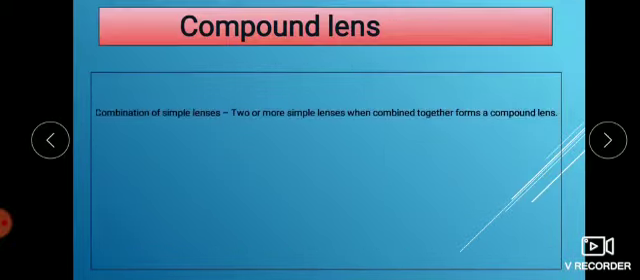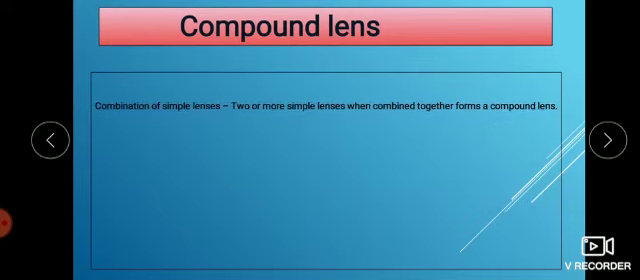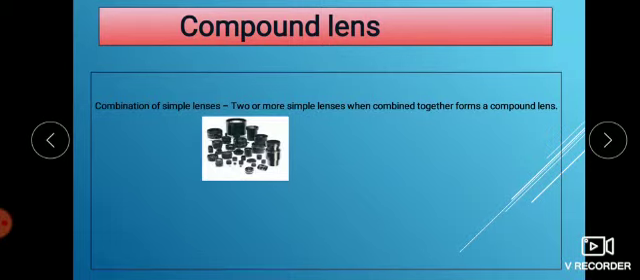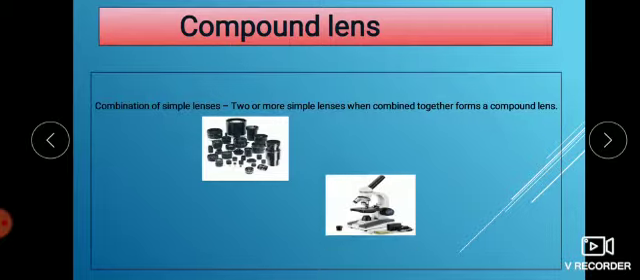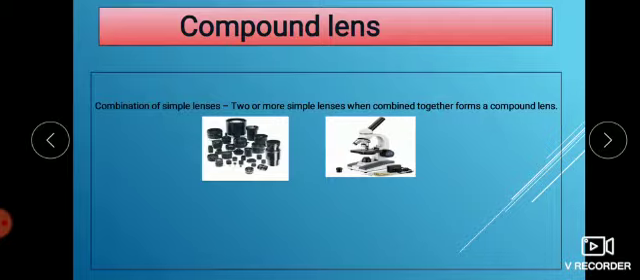A compound lens is a combination of simple lenses. When simple lenses combine together, they form what is called a compound lens. For example, the lenses used in cameras, because today you get very high-tech cameras with a lot of features, so there you have a combination of lenses. That is called a compound lens. Your microscope is another example of a compound lens.